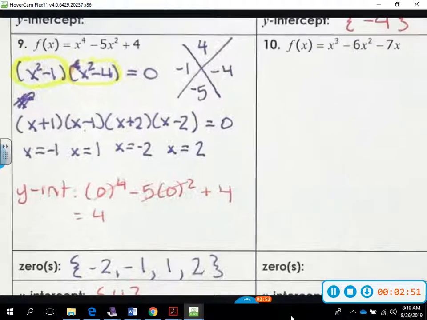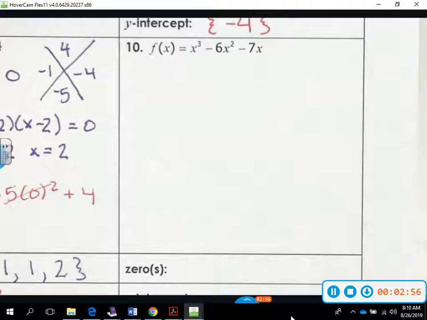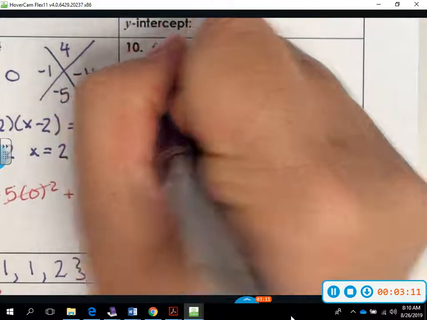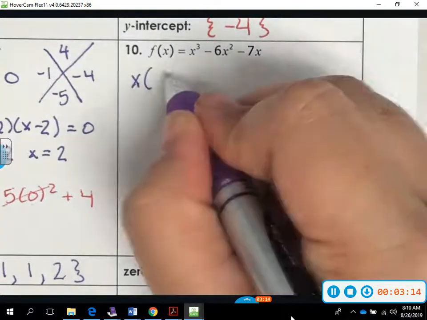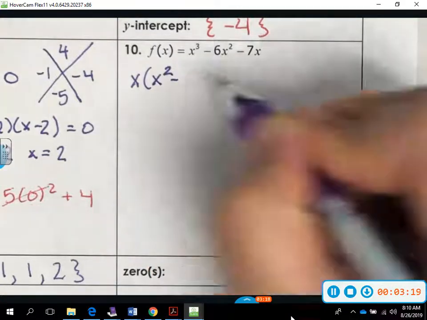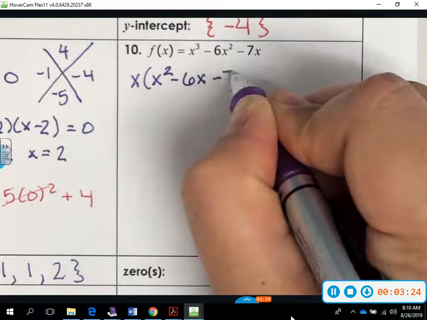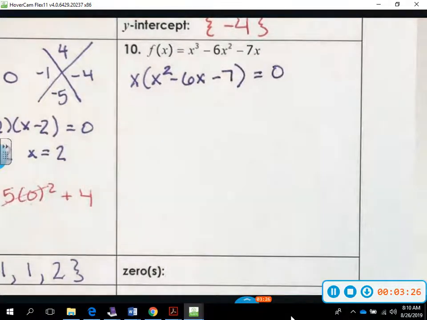All right, let's do number 10. Number 10, once again, you're going to have to factor first. Remember the first thing you have to check is, is there a common factor in all three of them? Each one of these has what in common? An x. So we can factor an x out, and what do we get left? x squared minus 6x minus 7. Set it equal to 0.